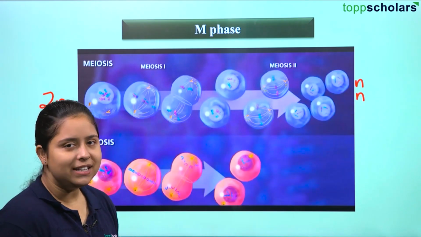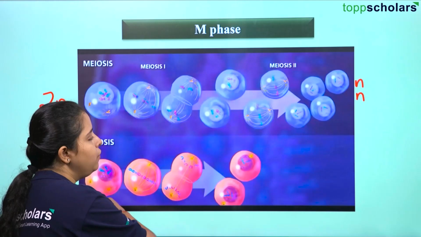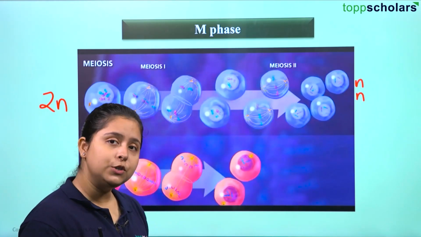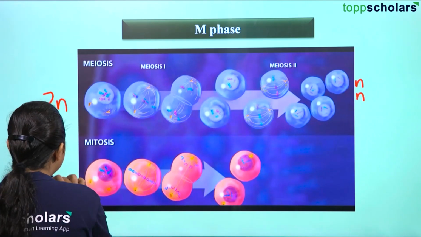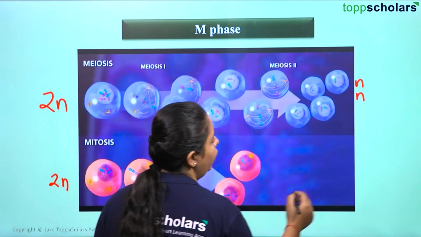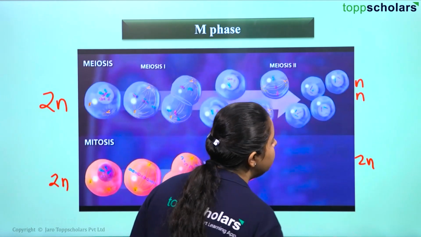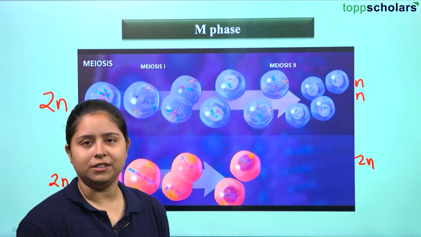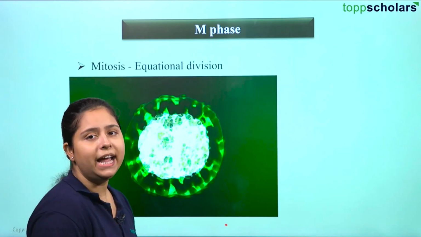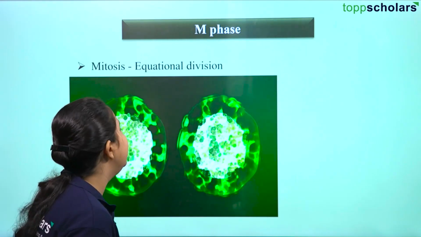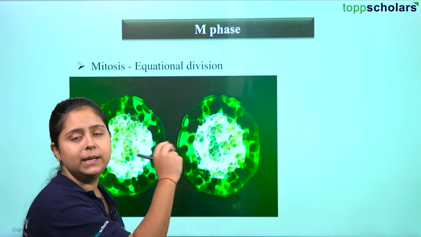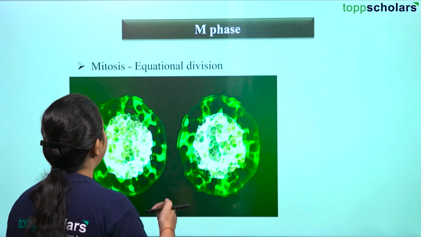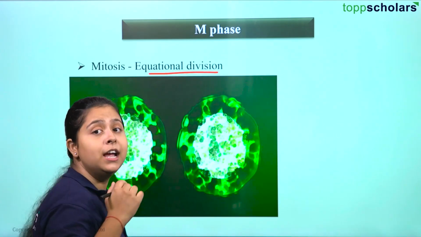In here, as you can see, we have one parent cell and from that we are forming two daughter cells. If I talk about the chromosomes, the chromosome number is 2n in the parent cell and in the daughter cells also we have 2n chromosomes present. Hence, mitosis is an equational division. Understood? Now, as we just said, M phase is equational division. In M phase, as we just saw, we have one parent cell which will be divided into two equal daughter cells. Hence, we are referring to it as an equational division.